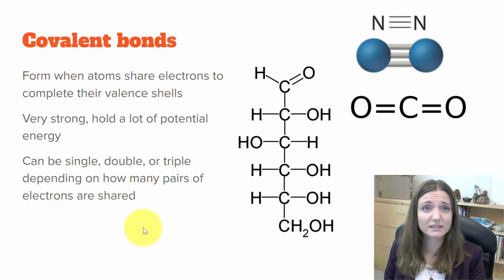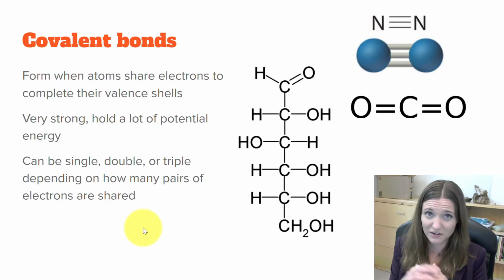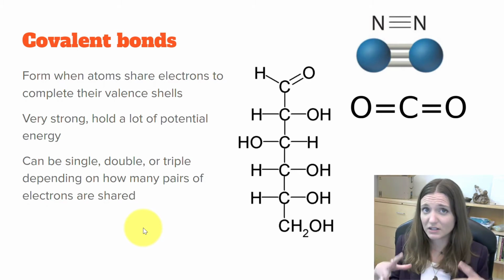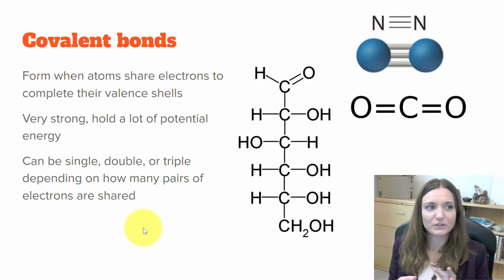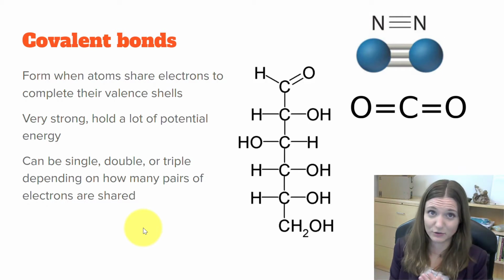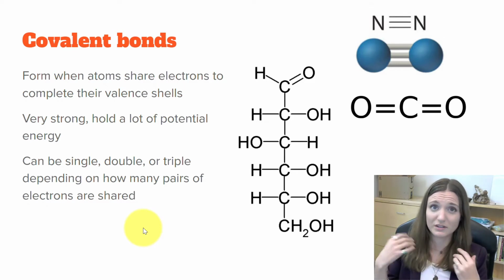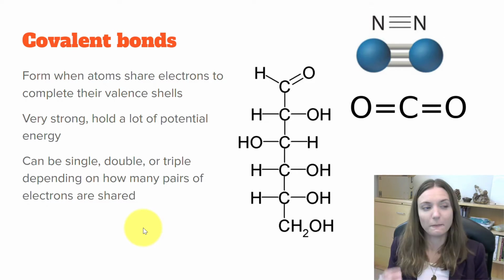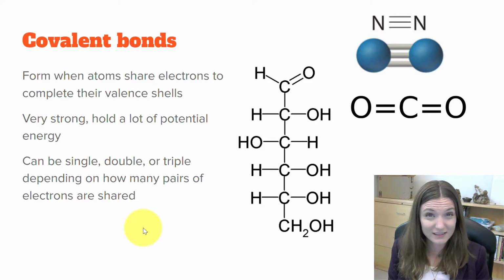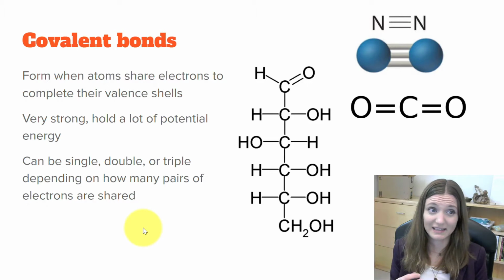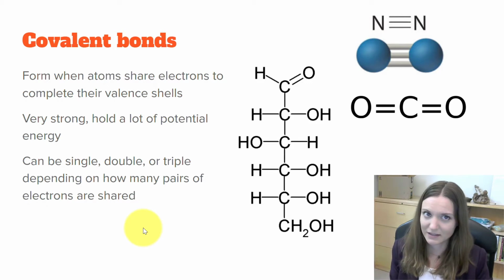So covalent bonds, co meaning to share, and valent meaning their valence electrons, their outermost electrons, right? So covalent bonds form when atoms are sharing electrons in order to complete their outermost shell, in order to complete their valence shell. These are very, very strong bonds, and they can hold a lot of potential energy, meaning that it takes a lot of energy to also break these bonds as well.